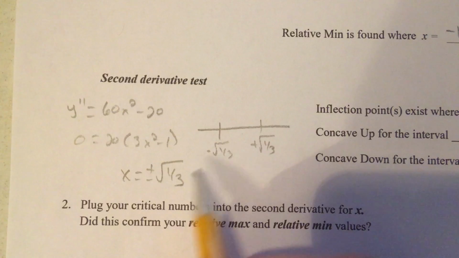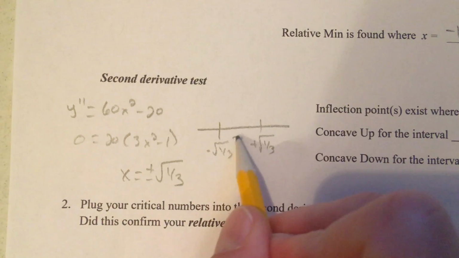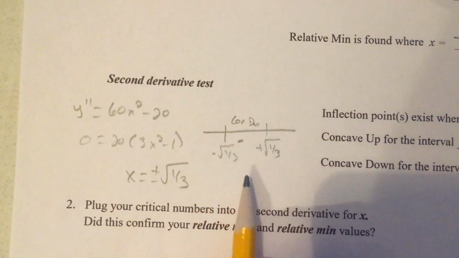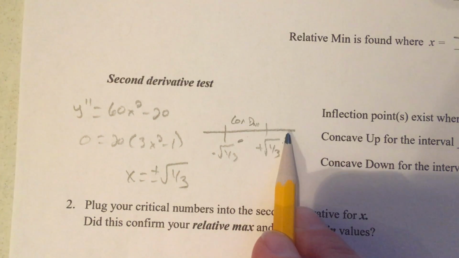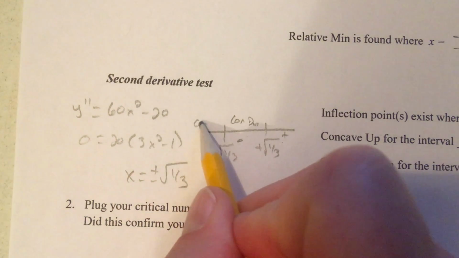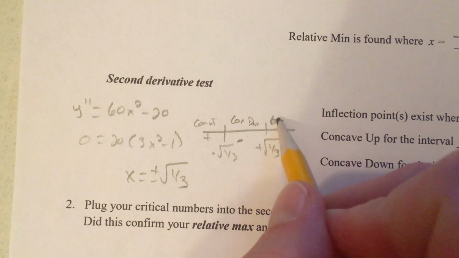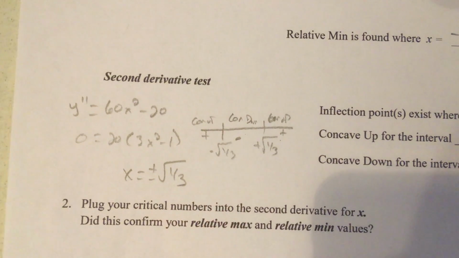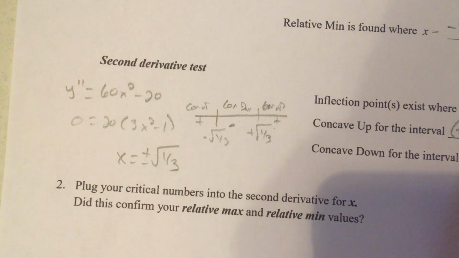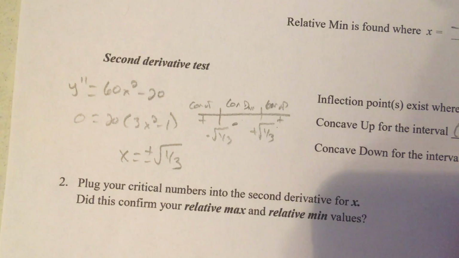If I try 0 into this derivative, I'm going to get a negative. So that means we're concave down. And I need to test something positive. So it could be something big like 10. I'm going to get a positive there. I'm going to get a positive here. So we're concave up. So even though it's a weird number, it's easy to pick some numbers that are in those intervals. So we're concave up from negative infinity to negative square root of 1/3, and from square root of 1/3 to positive infinity. And we're concave down in between.